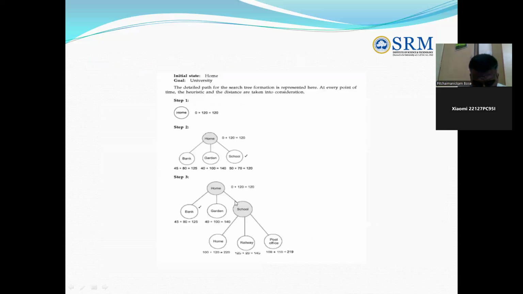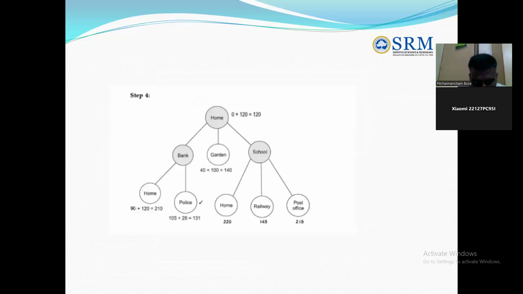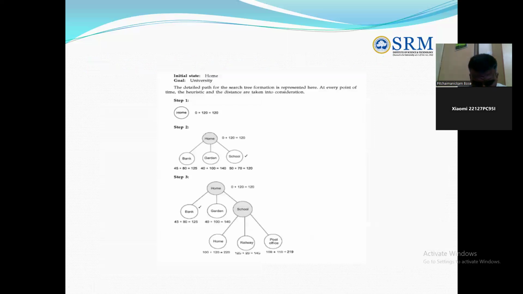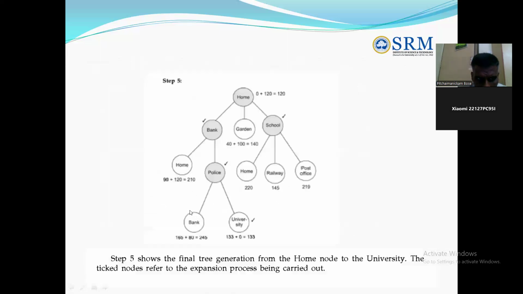Another thing is here, there is home, school, and post office. That is 110 plus 108. So 219. Which one among these is minimum? 219, 245, 220, 140, and 125. So bank is minimum. So we just note it down for step 4 and step 5.